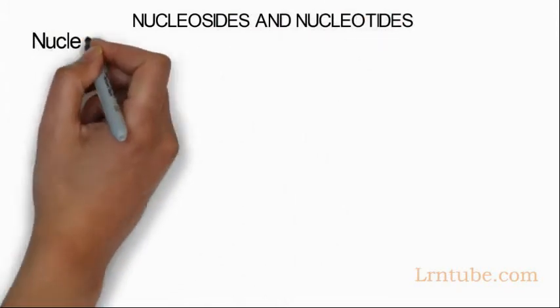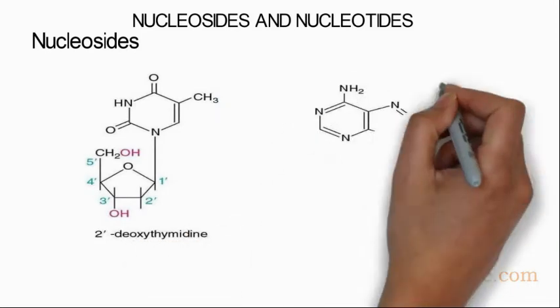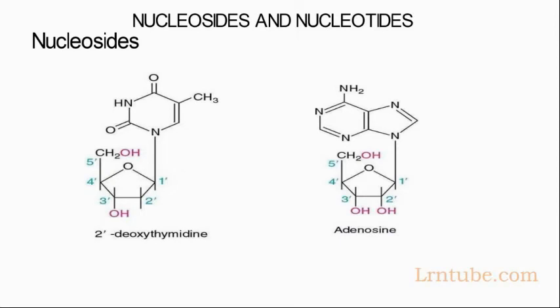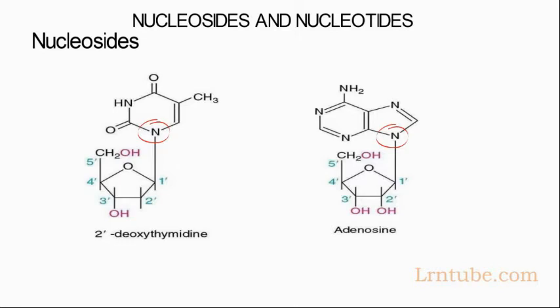Nucleosides and nucleotides. Nucleosides are compounds in which nitrogenous bases such as purines and pyrimidines are conjugated to pentose sugars such as ribose and deoxyribose by a beta glycosidic linkage. Glycosidic linkage is a bond formed between the first carbon atom on the pentose sugar and the ninth nitrogen atom in purines and the first nitrogen atom in pyrimidines. Examples of nucleosides include cytidine, uridine, adenosine, guanosine, thymidine, and inosine.